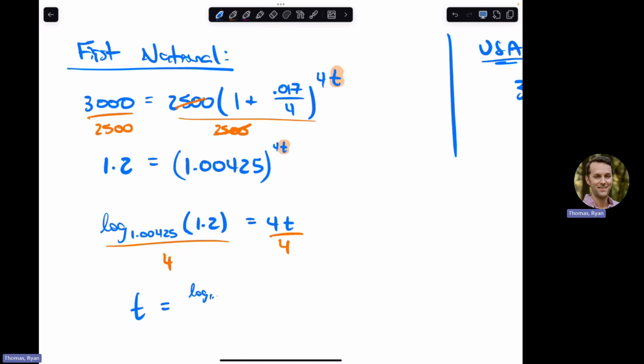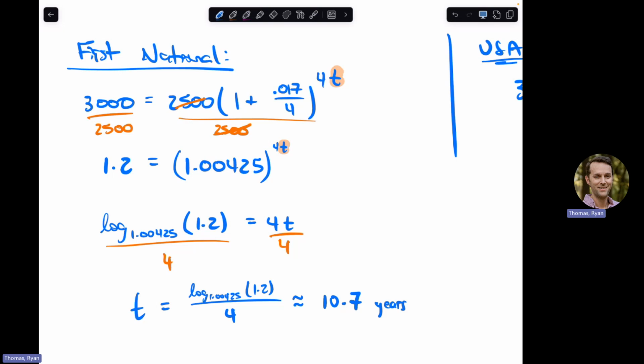Well, again, this log with a weird base of a decimal number makes me a little uncomfortable, but we're not doing any of it by hand anyway, so it doesn't really matter, right? Your calculator is perfectly happy treating the base as 1.00425 as it is with using base 2 or base 5 or whatever. And you know how to do that at this point. If you don't, come talk to me. What's T? 10.74. Okay, let's go with 10.7.